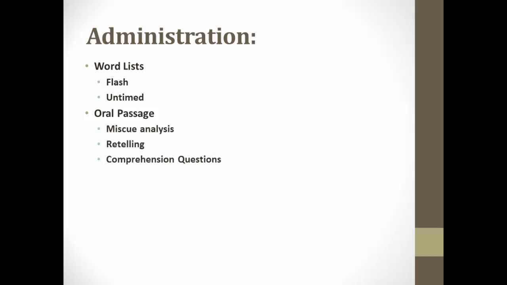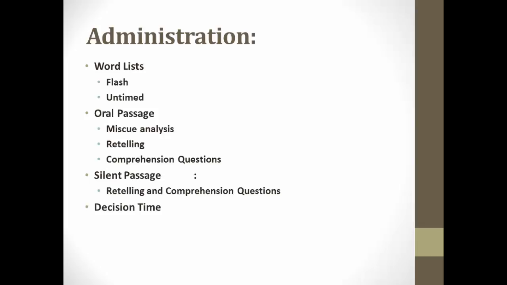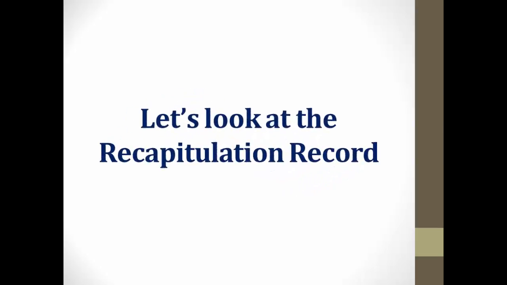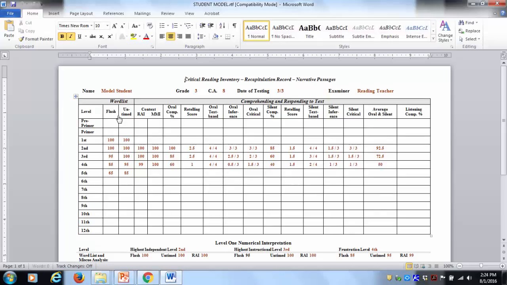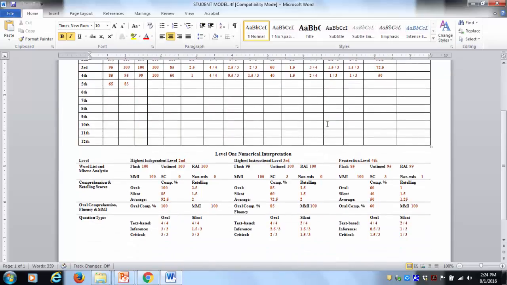All right? How did you do the administration? You would have administered word list, and that means you did the flash and the untimed. You would have done the oral passages, and with that, the miscue analysis, the retelling, and the comprehension questions. Then, silent passage with retelling and comprehension questions. And now, we know how to face decision time. So, we're going to look at a recapitulation record. And here we have one, all right?